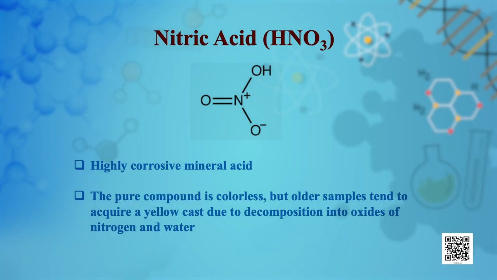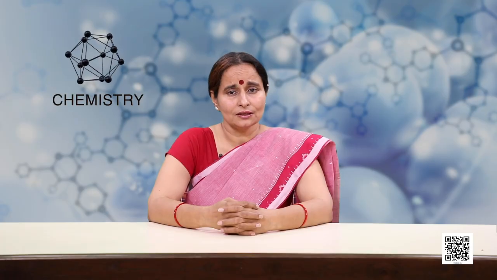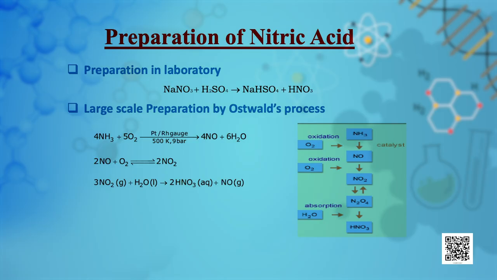Nitric acid is another important compound, which is a highly corrosive mineral acid. The pure compound is colorless, but older samples tend to acquire a yellow cast due to decomposition into oxides of nitrogen and water. In the laboratory, nitric acid is prepared by heating potassium nitrate or sodium nitrate and concentrated sulfuric acid in a glass retort.